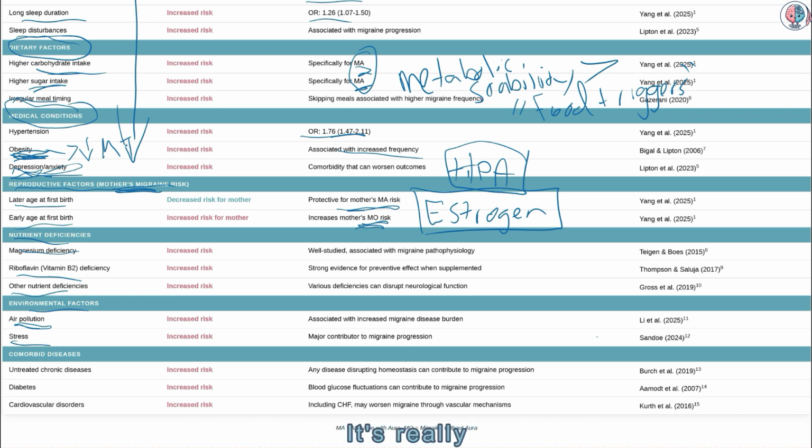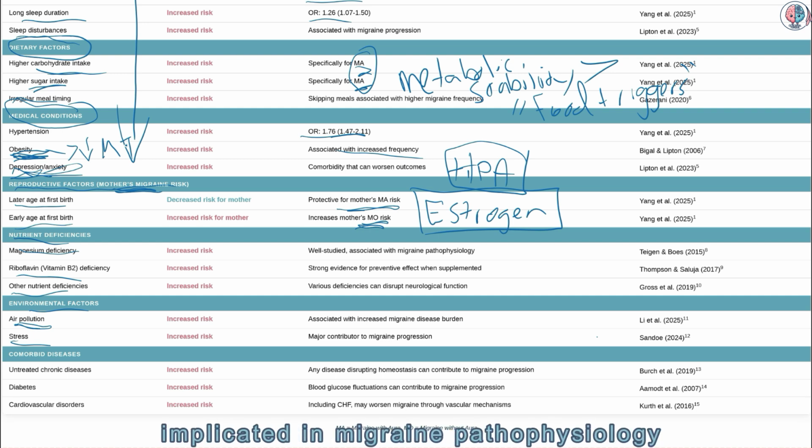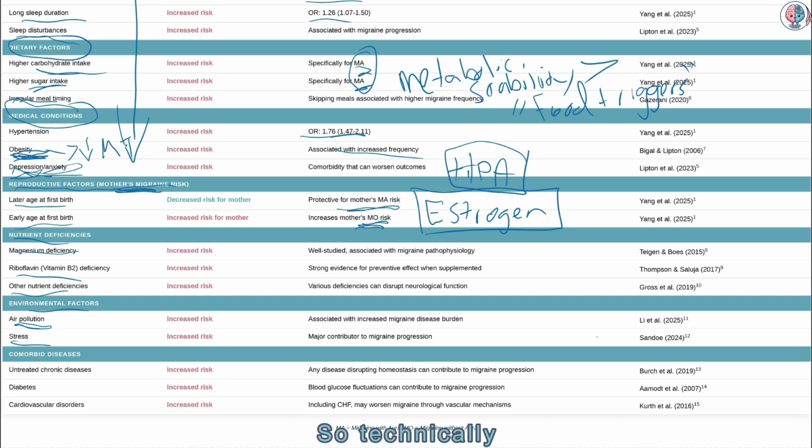Stress as well. It's really, really easy to say decrease stress levels. On the other hand, it's very hard to do. However, from a neurobiological perspective, stress activates the hypothalamic pituitary adrenal axis and sympathetic nervous system. It leads to cortisol release, catecholamines. These changes can then trigger the trigeminal-vascular system implicated in migraine pathophysiology. So technically also modifiable. For example, high stress job, you can quit it. Family situation, you can leave it. It really just depends. Easier said than done, of course, but for completeness sake, we have to introduce it as a modifiable risk factor.